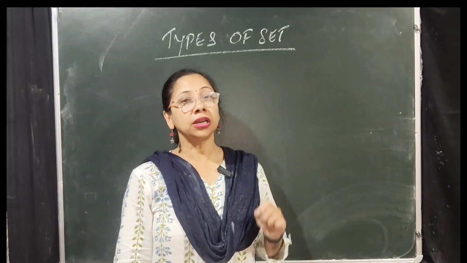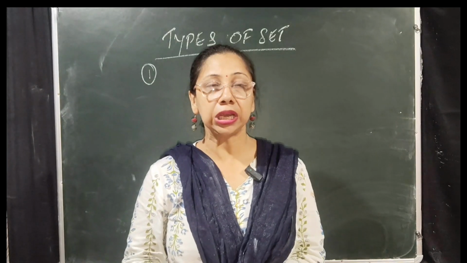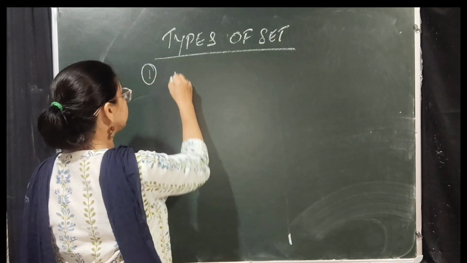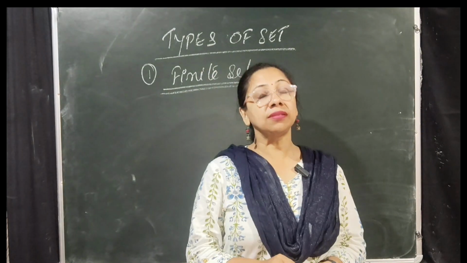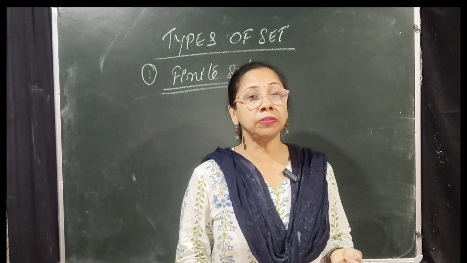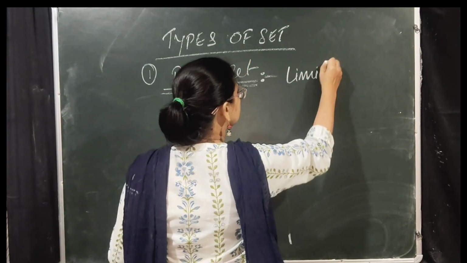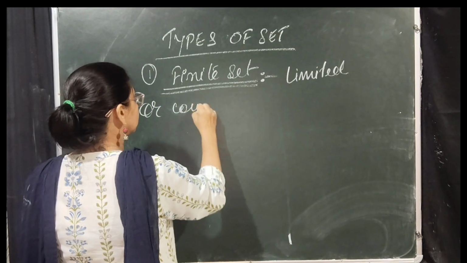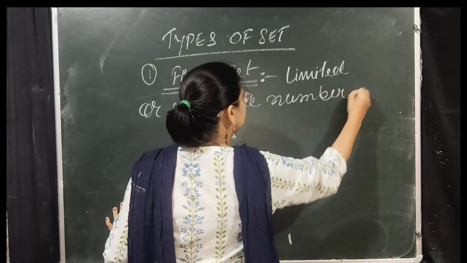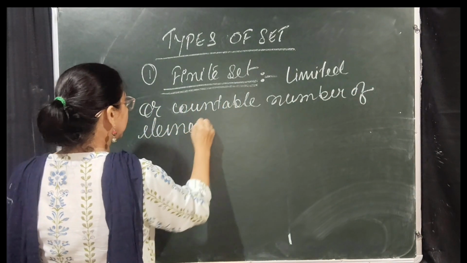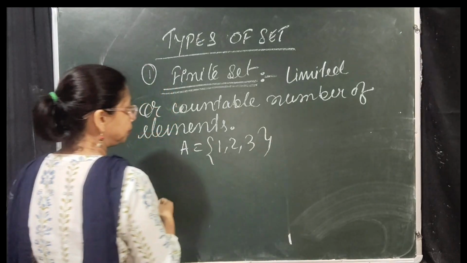Next topic of discussion is types of set. Number 1. The first one is finite set. A set having limited or countable number of elements are known as finite set. Limited or countable number of elements. So, for example, 1, 2, 3.